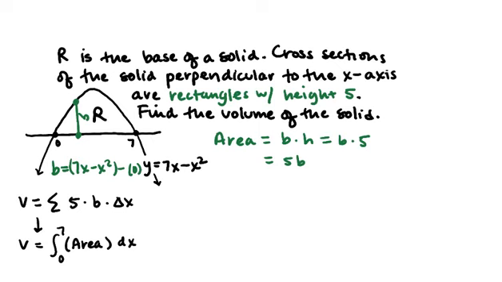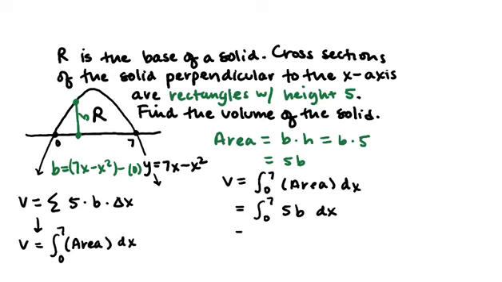Now I've got b, and I know that volume, like I said earlier, is the integral of area. Cross-sections are perpendicular to the x-axis. That means we'll be sliding along the x-axis, so we'll be integrating with respect to x. I've got a formula for area, which is 5 times the base, and I have a formula for the base. So that's going to be 5 times 7x minus x squared.